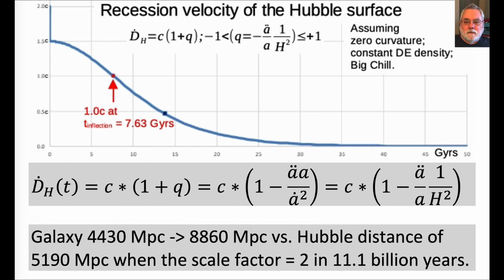We assumed constant dark energy density with a big chill end to the universe. If dark energy density increases with scale factor, W less than -1, with a big rip end to the universe, then the Hubble distance decreases once dark energy dominates expansion. As the scale factor approaches infinity, at the finite end to the universe, the Hubble distance tends to 0. This completes the section on the Hubble distance.